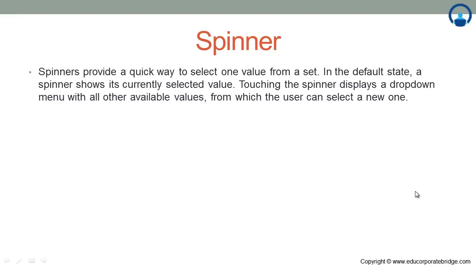Okay, moving on to Android Spinner. A spinner is basically a drop-down list from which you can select a value. Suppose you have a list of fruits. You can select any fruit from that list.